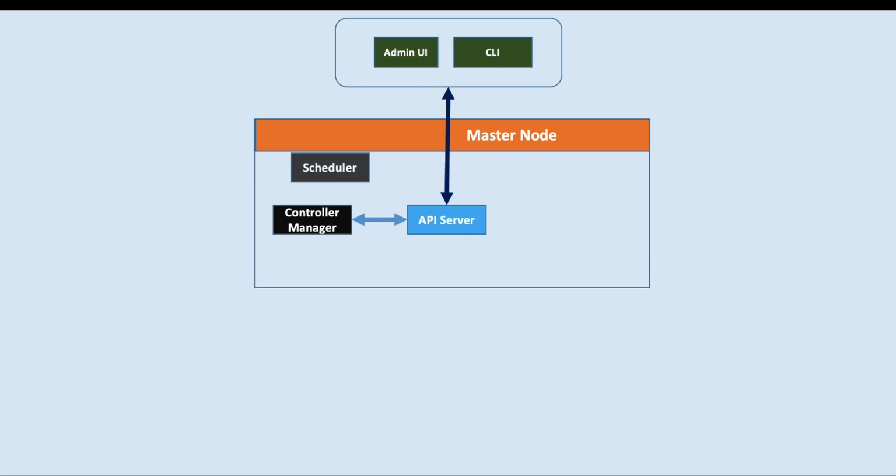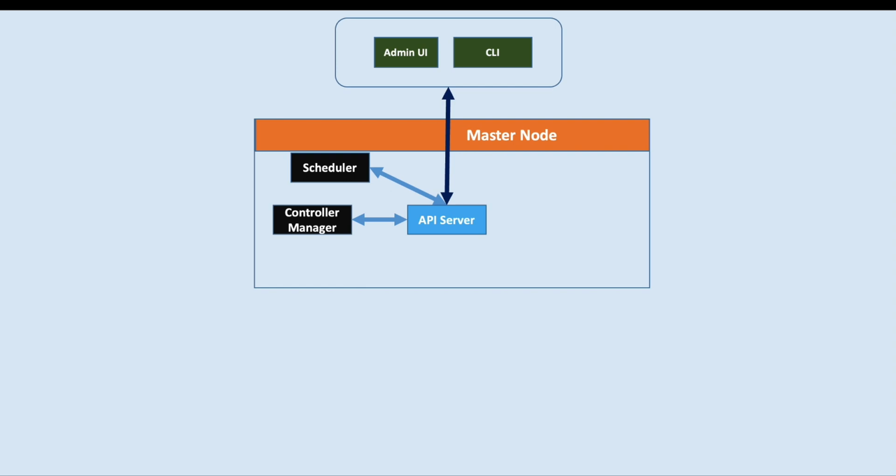The other component which we need to talk about is the scheduler. The kube scheduler is responsible for assigning the workload, that is the pod, to the worker node based on the resource availability, quality of service, and other constraints. It makes a decision on where to place the pod in the cluster to optimize the performance and the resource utilization.